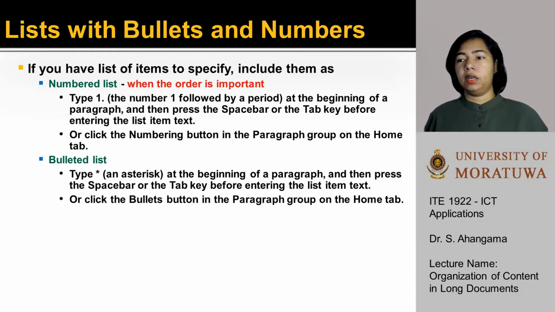Then how to get the bulleted list? Similarly, there are two options. In the first option, you type the asterisk at the beginning of the paragraph, then press the space bar or the tab key before entering the item text. In the second option, if you have a list of items, then you can select the list of items and you can click the bullet button in the paragraph group on the Home tab.